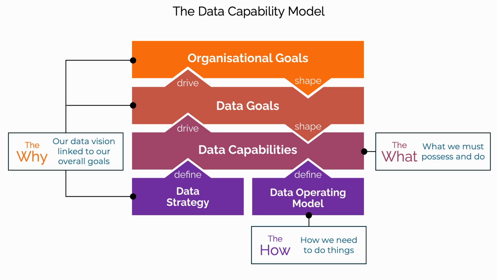So our data strategy is all about why do we need these data capabilities. The data capabilities, of course, are the definition of what do we need, but we also need that data operating model to talk about how. How are we going to operate these data capabilities in ways that fulfill that model and ultimately use data to drive our organization's goals.